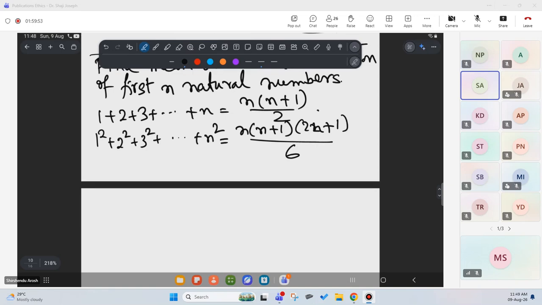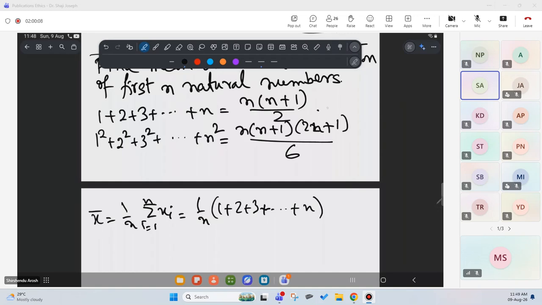First, for the mean, x bar would be 1 by n summation of i from 1 to n of xi, that is nothing but 1 by n times 1 plus 2 plus 3 up to n. We take the help of the first formula. So 1 by n multiplied by n into n plus 1 by 2, so it will be n plus 1 by 2.